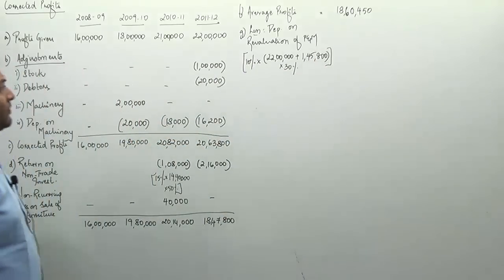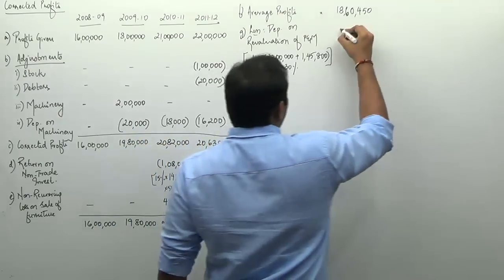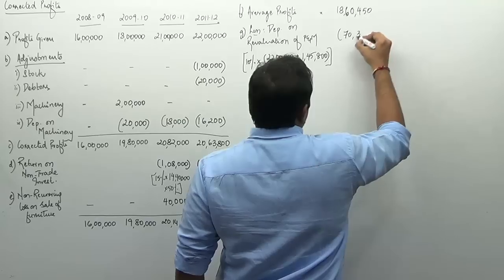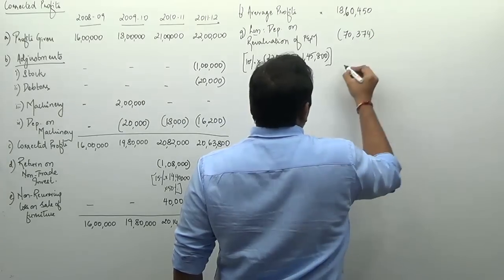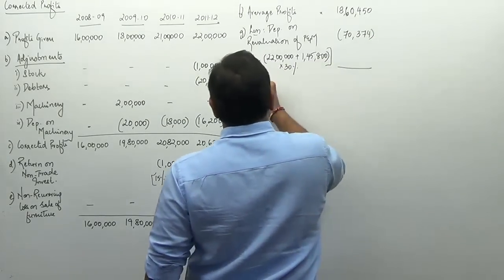1,45,800, increased by 30%. 1,45,800 into 30%, that is the increase, into 10% depreciation. Value of depreciation is 70374. This is FMP.